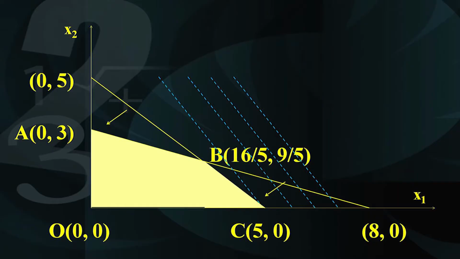So, we will first plot the x axis on the horizontal axis, that is the x1 variable will be represented on the x axis, and the vertical axis will represent the x2 variable. The origin will be denoted by 0, 0, O. Now, first let us look at how we will plot the first constraint, that is x1 plus x2 less than or equal to 5. This can be plotted as follows.